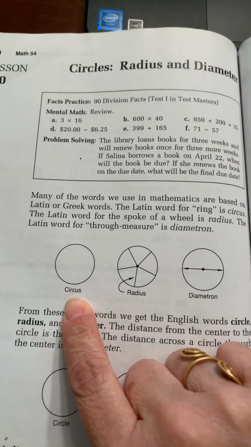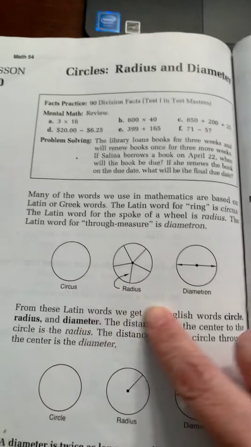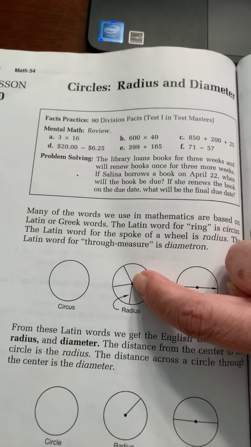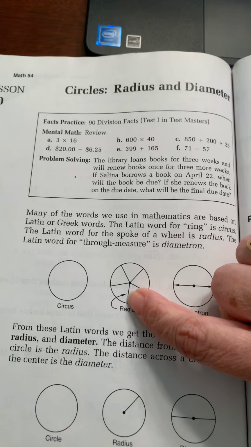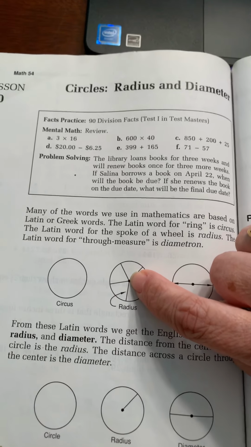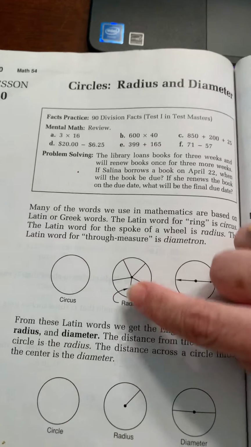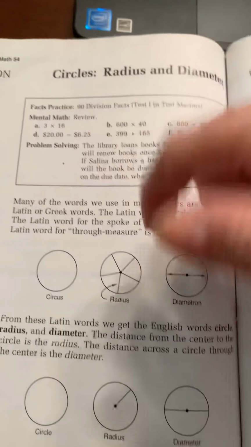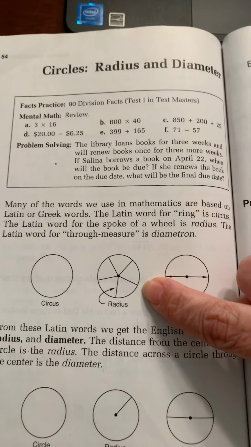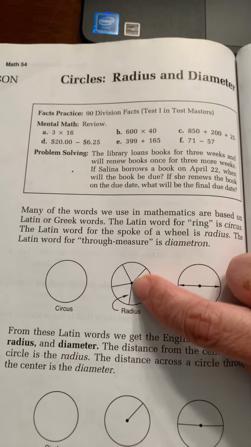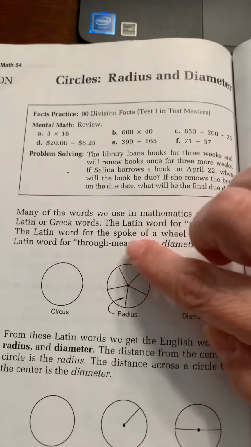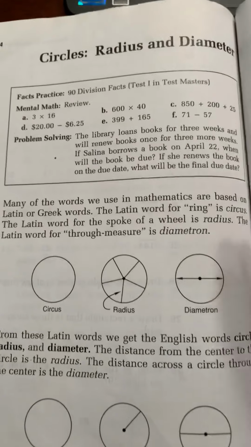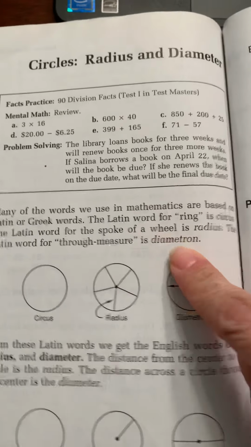So circus is where we get the word circle, and radius is where we get the word radius, which is a line from the center of the circle, or a line segment technically, from the center to any outside edge. The plural is radii, but all of these radii would measure the same because they're all an equal distance from the center to the edge. Anywhere you draw a line from the center to the edge is a radius. That's where we get that word, because it means the spoke of a wheel.